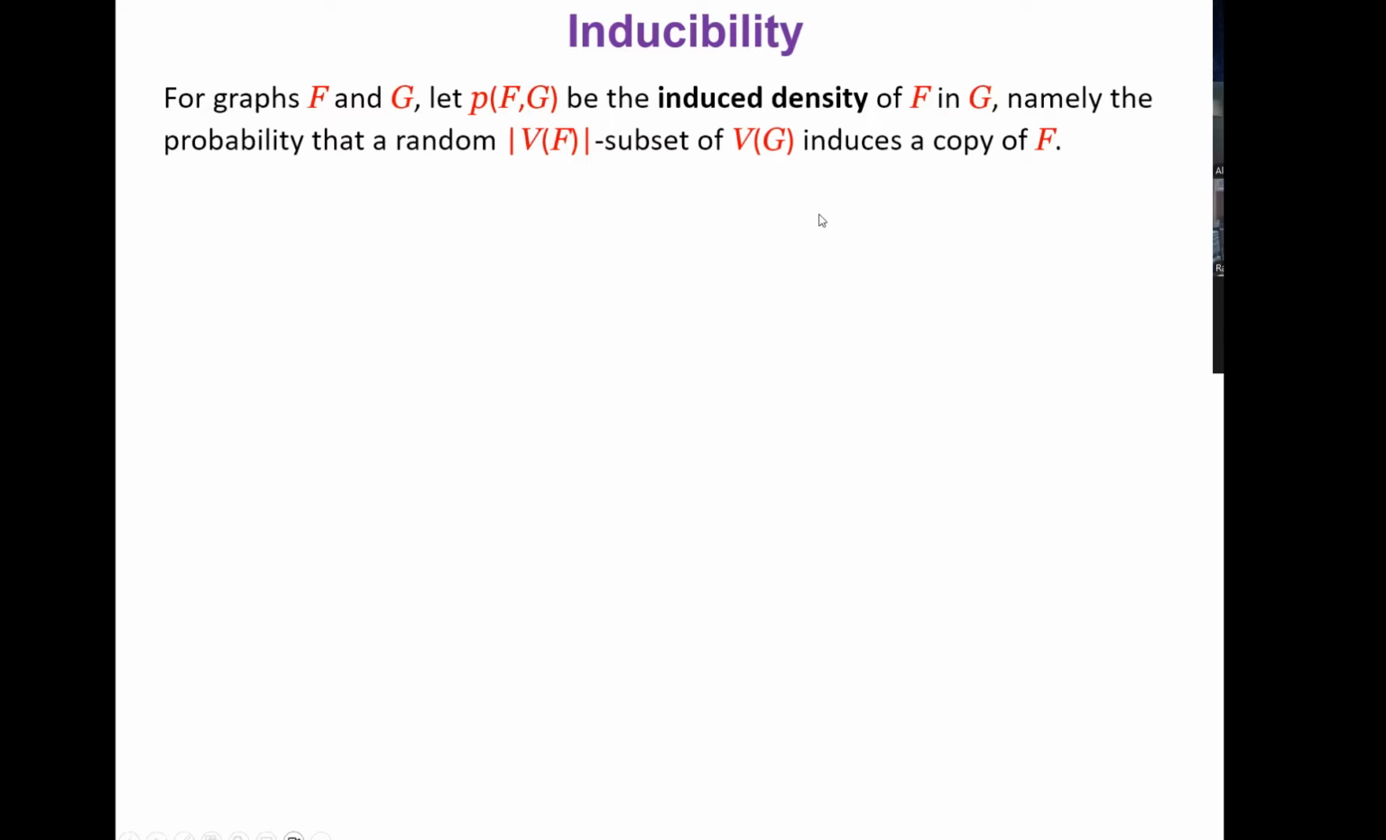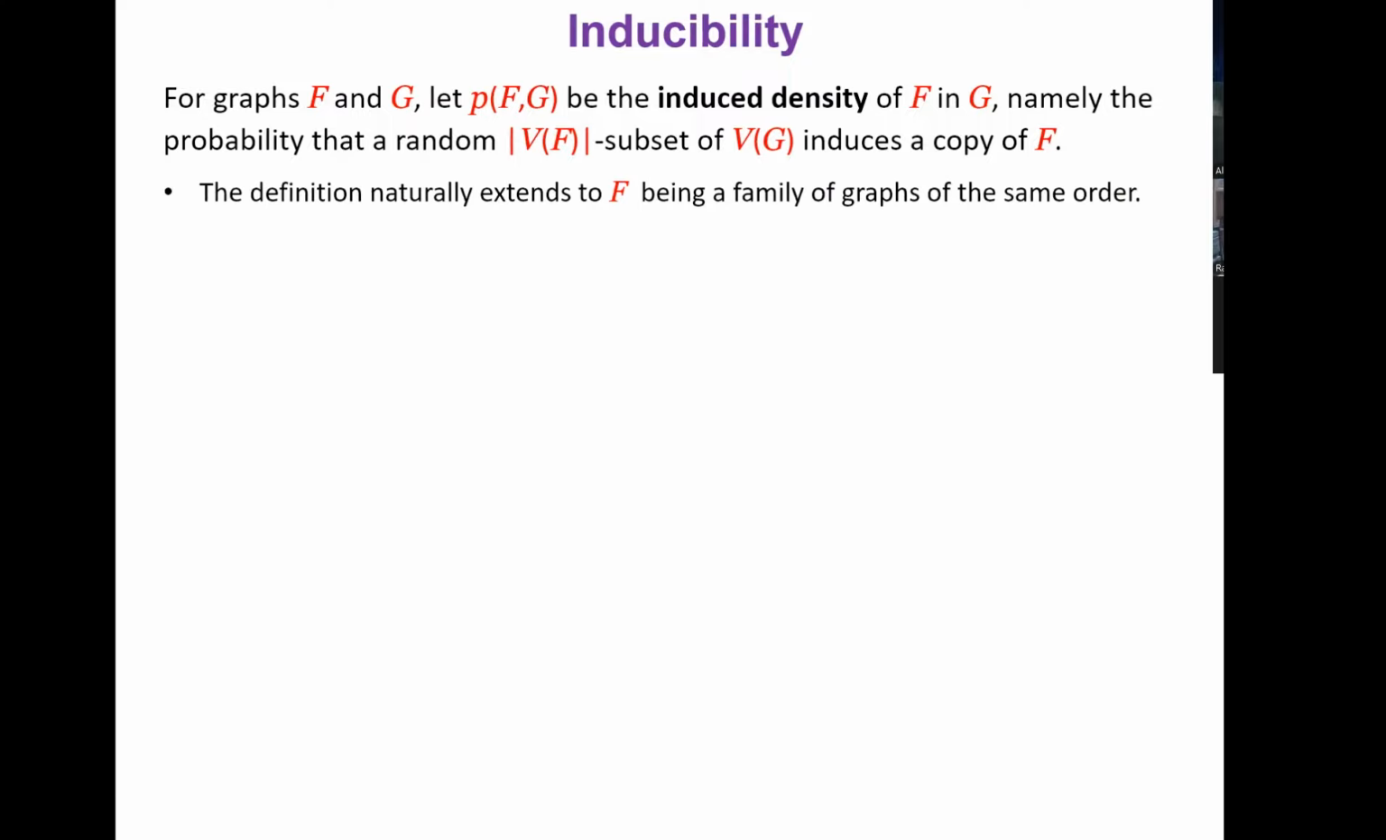We define the induced density of F in G, p(F,G), as follows. Suppose we take a random subset of V(F) vertices of V(G), and we ask ourselves whether or not it induces a copy of F. Okay, so this is the induced density, and this definition naturally extends to the case where F is not just a single graph, but also a family of graphs of the same order. So we are asking ourselves whether this V(F) subset induces an element of the family.